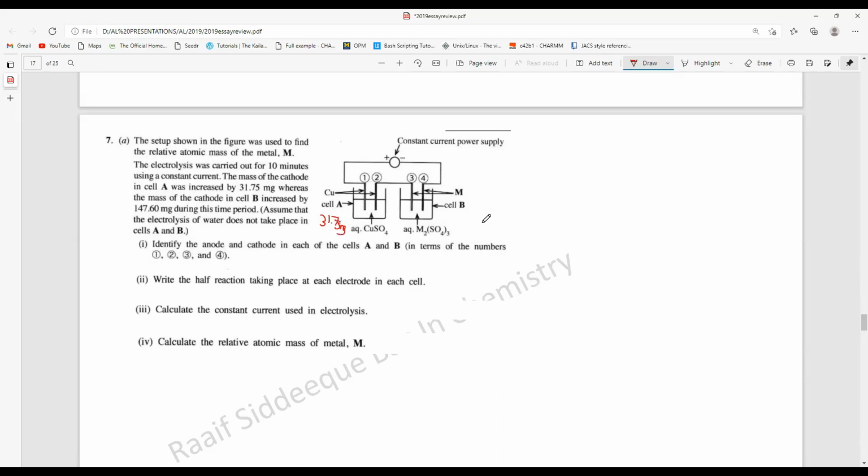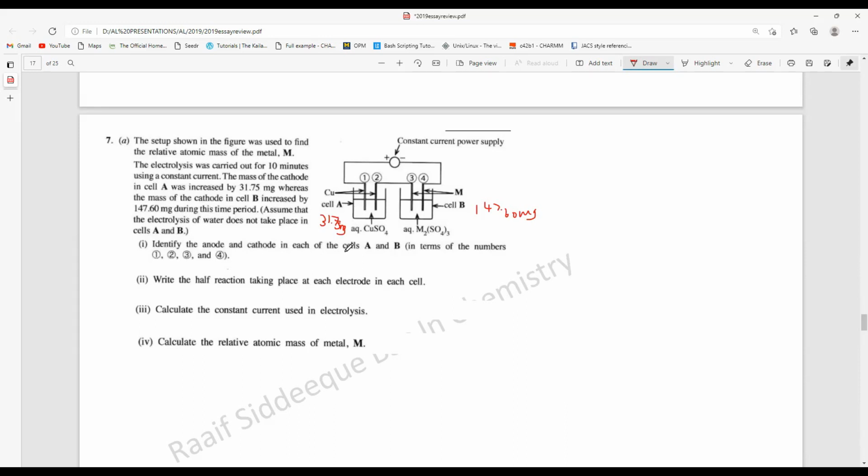And in B, the mass of the cathode increased by 147.60 milligrams. Don't forget these milligrams. Assume that the electrolysis of water does not take place in cells A and B. Basically, neglecting the electrolysis of water means neglecting the oxidation of OH minus to oxygen and the reduction of H plus to H2. That is what it means.